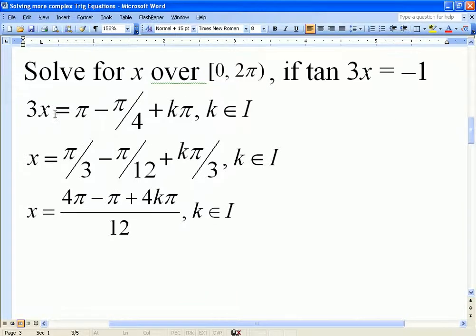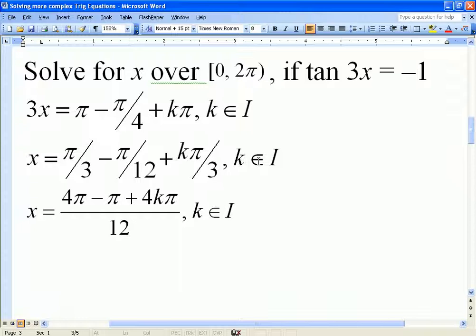We have 3x equals pi minus the reference angle because we're in quadrant 2. Adding k pi would bring us to quadrant 4, back to quadrant 2, where k is an element of integers. We are asked, however, to solve for x, not for 3x. So I go and divide each term by 3. 3x divided by 3 is x. Pi over 4 divided by 3 would give us pi over 12. K pi divided by 3 is k pi over 3, and our k is still an integer.